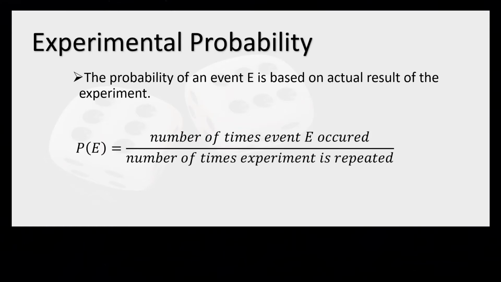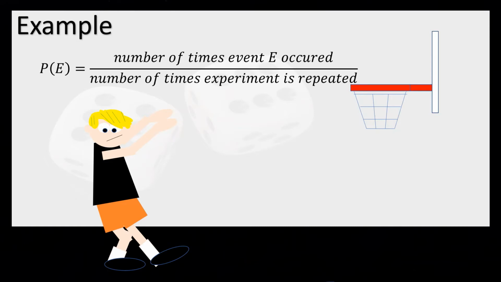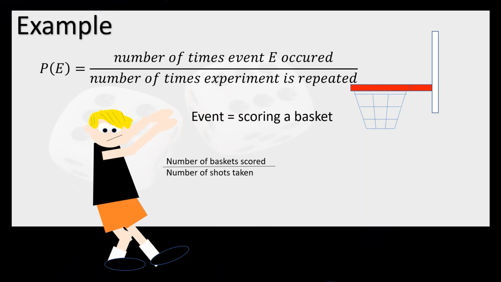So we are going to use the formula: probability of event E is equal to the number of times event E occurred over the number of times the experiment is repeated. Let us consider the given example. Ang event natin is scoring a basket. We have there to use the formula number of baskets scored over the number of shots taken.